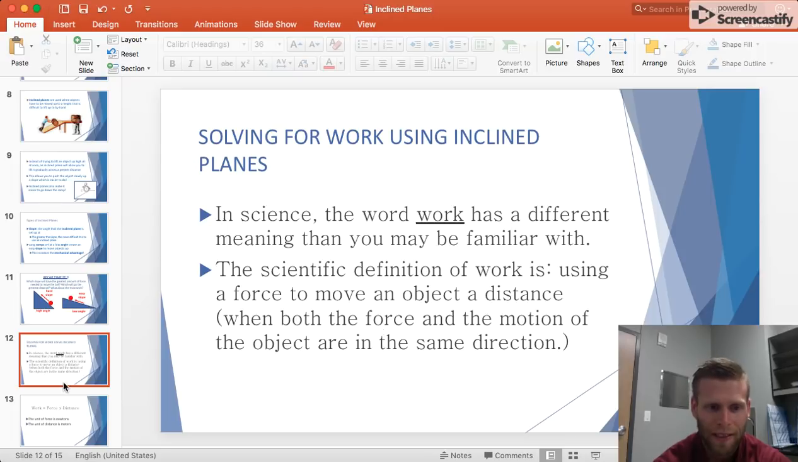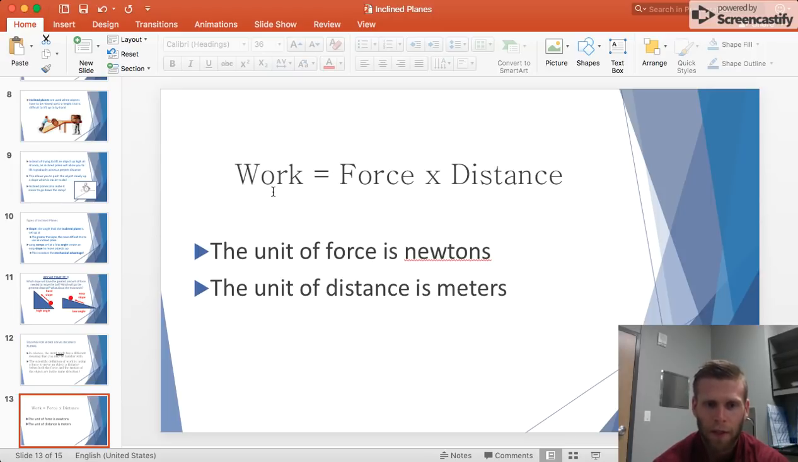It has to move a distance. So then our formula is work equals force times distance. So the unit of force we know is newtons, and then distance we know in science, that's meters.